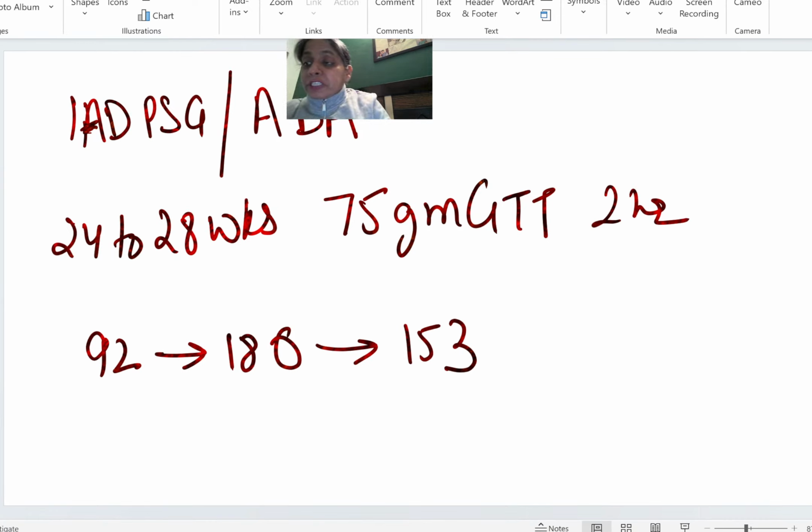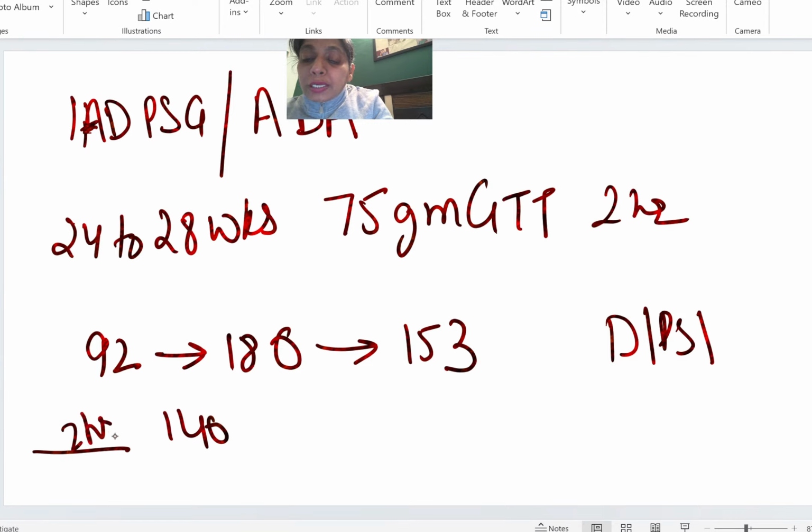Okay, what is DIPSI? The Diabetes in Pregnancy Study Group India says no need to ask the woman to come fasting. Whatever the woman has eaten, do the test. Give 75 gram glucose and do the test. It is 140 post 2 hour. As per DIPSI, it is 140, and 200 for pre-gestational diabetes mellitus.